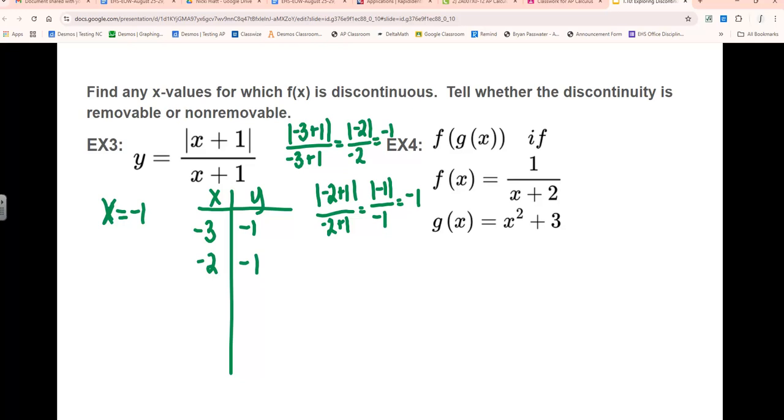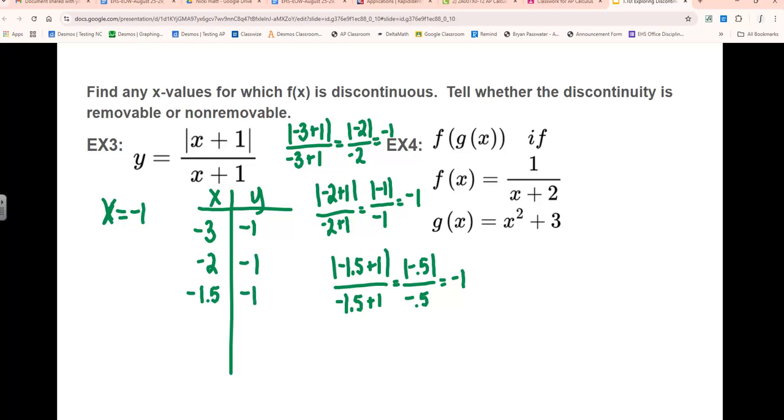And I can't plug in -1 because that gives me 0 over 0. What about if I tried, like, -1.5, right? I've got absolute value of -1.5 plus 1 over -1.5 plus 1, which gives me absolute value of -0.5 over -0.5. What do I get for that? Still -1, because I'm getting positive 0.5 over -0.5, which is giving me -1.